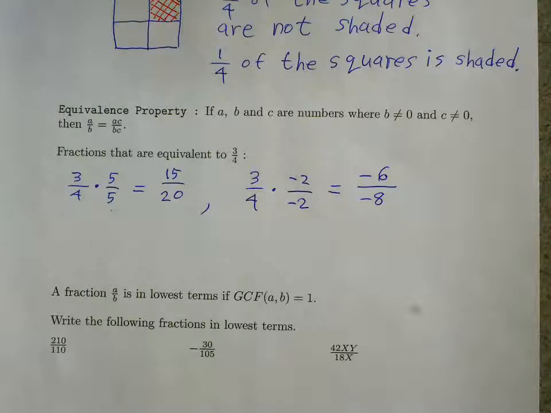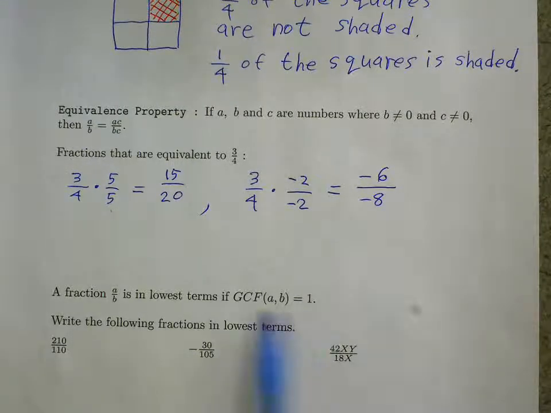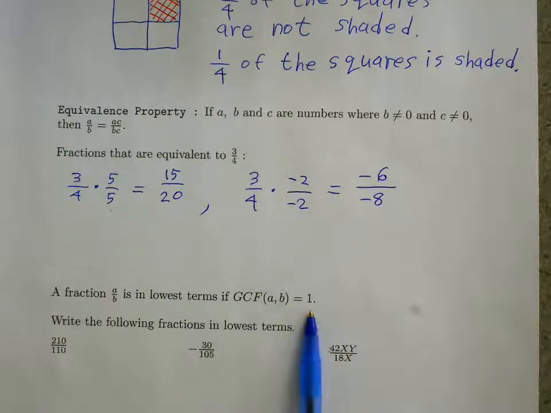0 is an integer. But whenever we have a fraction, we want to make sure that the denominator is never 0. 0 in the denominator is not permitted because division by 0 is undefined. Okay, so if the greatest common factor of the numerator and denominator is 1, then the fraction is in lowest terms.